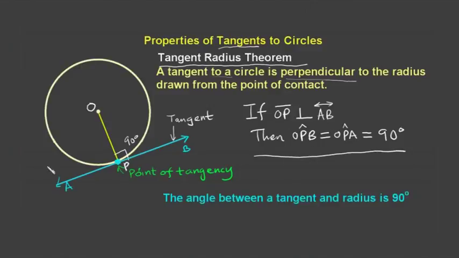In other words, we can say the angle between a tangent and a radius is 90 degrees. We have seen here the angle between the radius and the tangent is 90 degrees. This theorem can help us determine the measure of missing angles and the length of missing sides of right-angled triangles. Let's see some examples.